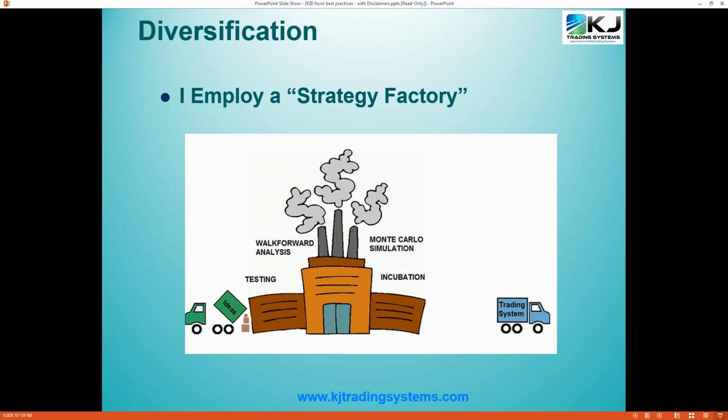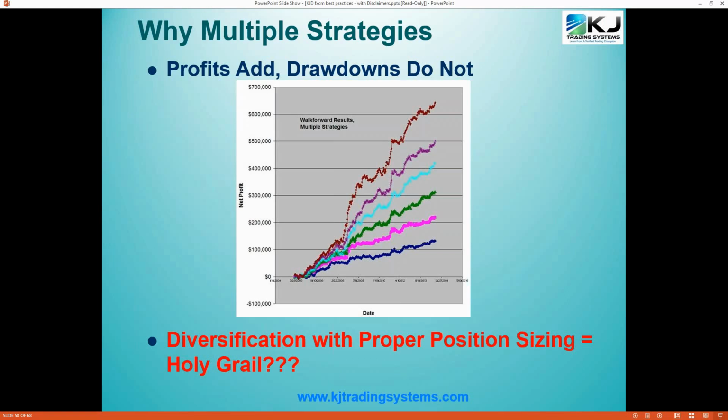Again, I use what I call a strategy factory, where I take ideas on the left side and test them, and what comes out the right side is the trading system. Usually what comes out is scrap, because it doesn't work, but occasionally a trading system will get out of that factory, and that's what you're looking for. It's kind of a volume thing where you have to test a lot of things.